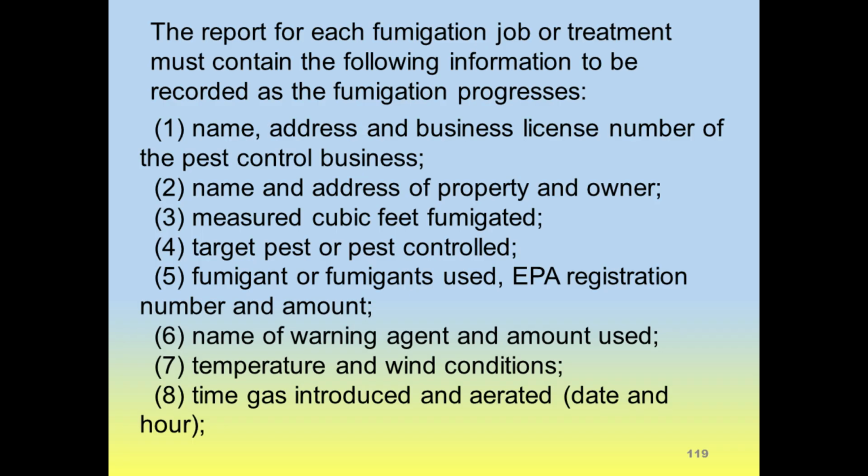1. Name, address, and business license number of the pest control business. 2. Name and address of property and owner. 3. Measured cubic feet fumigated. 4. Target pest or pest controlled. 5. Fumigant or fumigants used, EPA registration number and amount. 6. Name of warning agent and amount used. 7. Temperature and wind conditions. 8. Time gas introduced and aerated, date and hour.